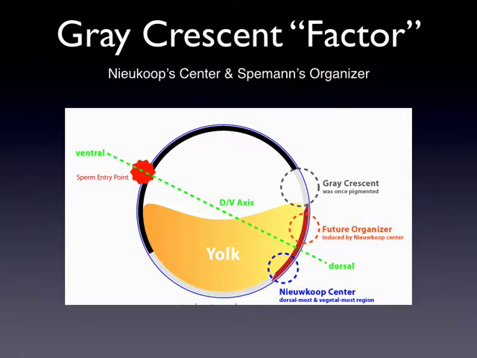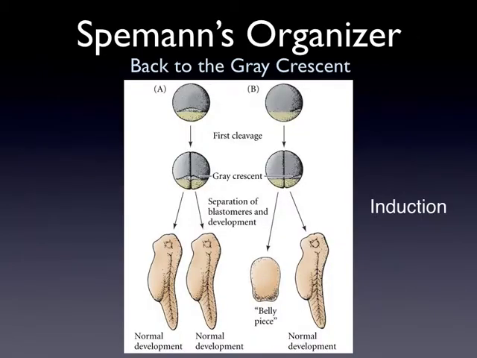Now, we're going back to the gray crescent because I want to refresh your memories about an experiment that we talked about a couple of times this semester, and it's one that was done very early on in the 20th century, where Spemann took a cleavage embryo, a two-cell embryo, and separated the blastomeres, all right? I showed you this in a podcast, but I also pointed it out the first or second day of class and said we would come back and talk about this in detail.